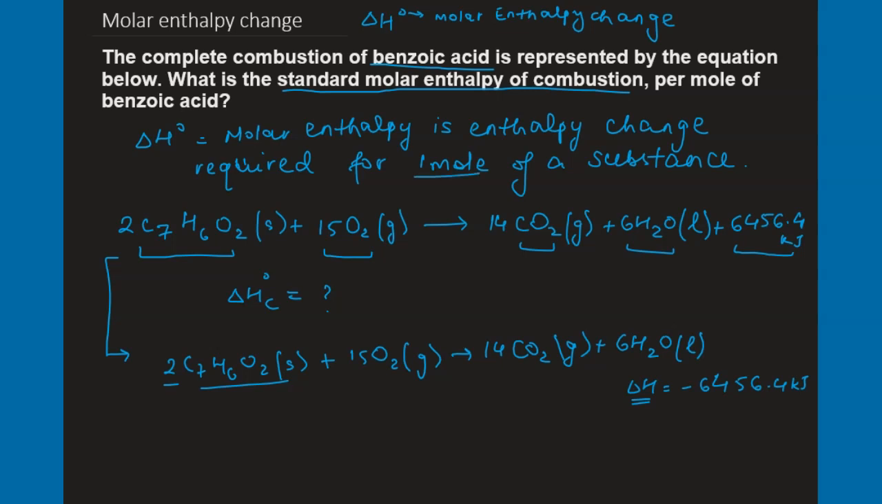So that means your molar enthalpy of combustion is nothing but the enthalpy change divided by the number of moles. In this case, the number of moles is 2, so all we have to do is write down this enthalpy change and divide it by 2, and we would get the answer to be minus 3228.2. Now it's not just kilojoules, but it's kilojoules per mole, and that's the final answer we get.